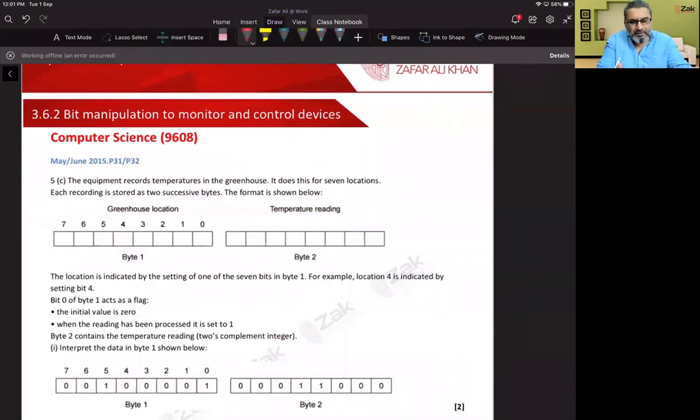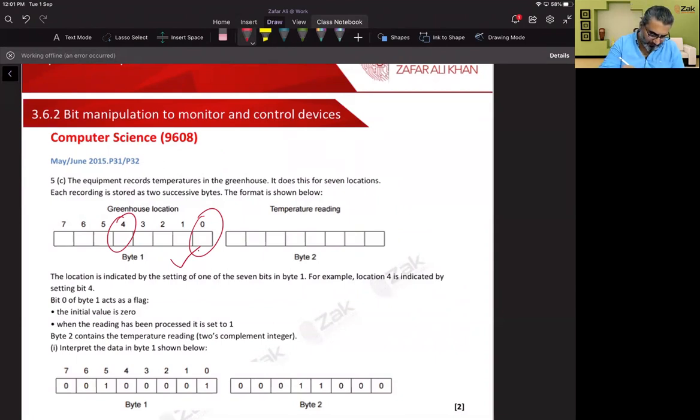If you remember, we were setting using the OR gate, clearing using the AND gate, and inverting using the exclusive OR gate. The location is indicated by setting one of the 7 bits in byte 1. For example, location 4 is indicated by setting bit 4. Bit 0 of byte 1 is acting as a flag. When the reading has been processed, it is set to 1.